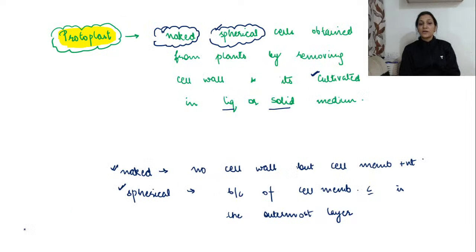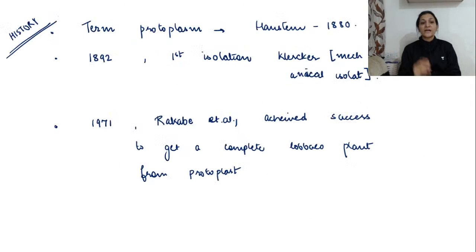Then we have seen that if we are saying protoplast, what all things we are talking about. And if we are saying in the definition that it is naked and spherical, so what makes it naked? Because of the absence of cell wall. And what makes it spherical? Because of the presence of cell membrane. So that is a protoplast.